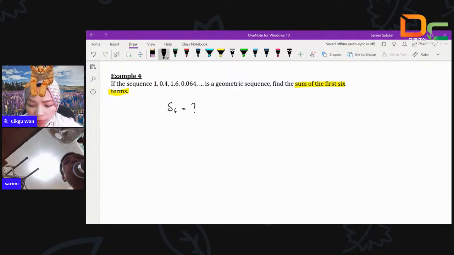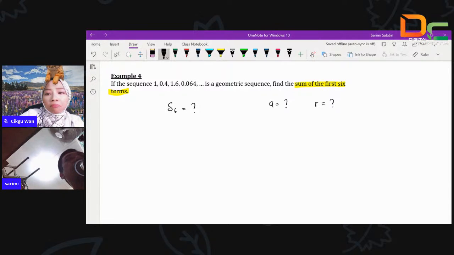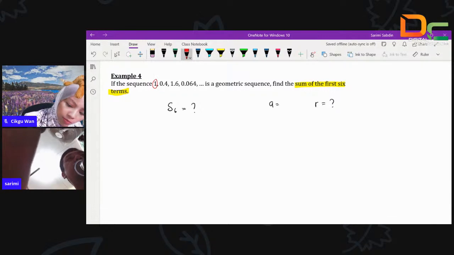Alright, so tak kira lah untuk Tn ke Sn kita mesti ada 3 maklumat ni lah. Okay, kita ada A and R, 2 ni sangat penting lah. The first term and the common ratio. Alright, so to find the sum of the first 6 terms, we need to find A and R first. A is very simple because we just can take from the sequence, which is A is 1. The first term is 1, so A is equals to 1.